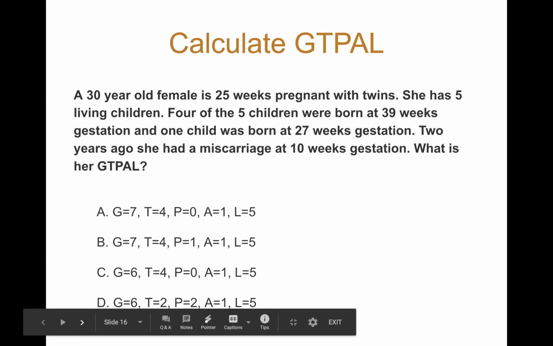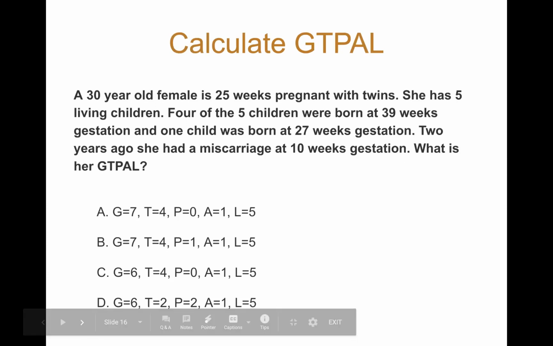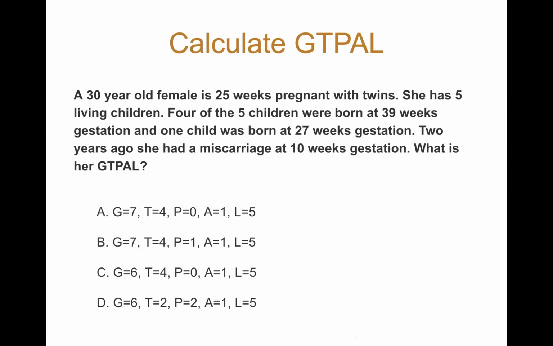You're going to calculate the GTPAL. Remember, this is all kind of a review from last week. A 30-year-old female is 25 weeks pregnant with twins. She has 5 living children. 4 of the 5 children were born at 39 weeks gestation, and 1 child was born at 27 weeks gestation. 2 years ago, she had a miscarriage at 10 weeks gestation.